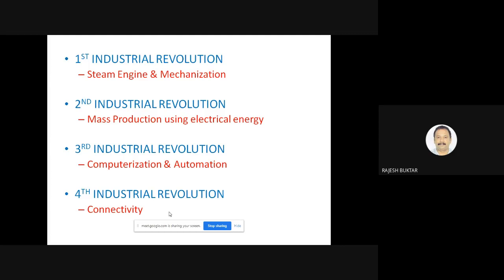So coming towards the next slide, the first industrial revolution, in which we have seen the emergence of steam engines and mechanization. Second industrial revolution, we have witnessed mass production using electrical energy. Third industrial revolution, we have seen computerization, a lot of computerization and automation. So after computerization, automation, what is left? There should be a lot of brainstorming that might have gone ahead with this.